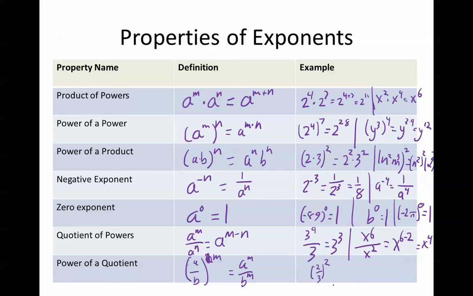2/3 to this being squared would be 2 squared over 3 squared, right? A squared over b cubed, squared, would be a squared squared over b cubed squared, which would go to a to the 4th, b to the 6th. Okay, whatever that exponent is outside the parentheses goes to both the numerator and the denominator.